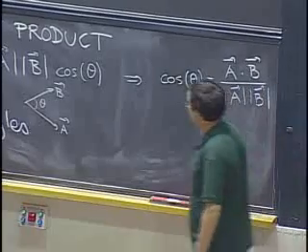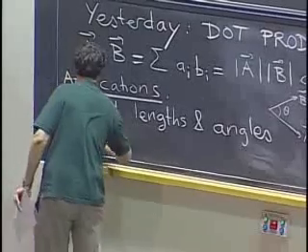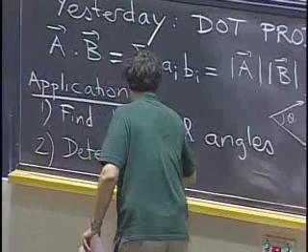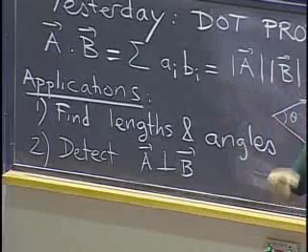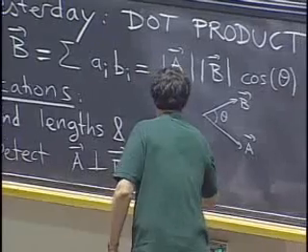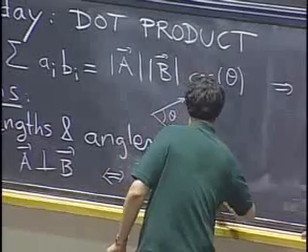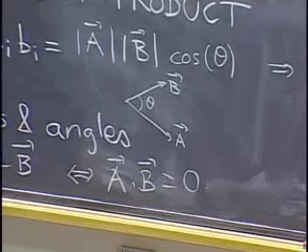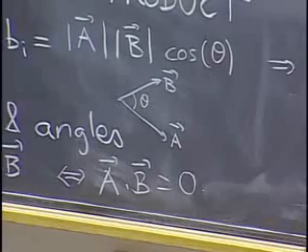Another application that we have is to detect whether two vectors are perpendicular. So to decide if two vectors are perpendicular to each other, all we have to do is compute their dot product and see if we get 0.